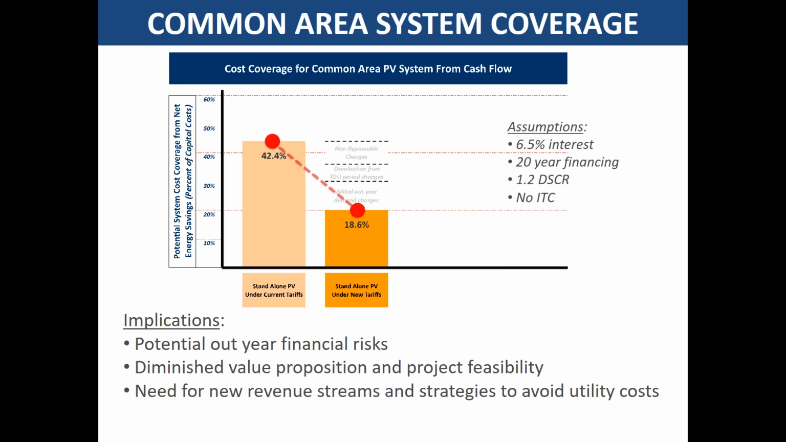In this first chart, we're looking at common area system cost coverage, and we see that 42% of the project costs could be covered under the current tariff structure, the bar on the left, and that's a pretty good value. And as Seth mentioned, we're looking at a specific rate structure in this analysis, in this case, the TOU-AL rate structure.